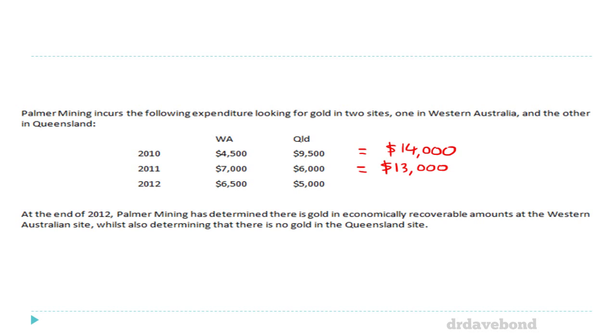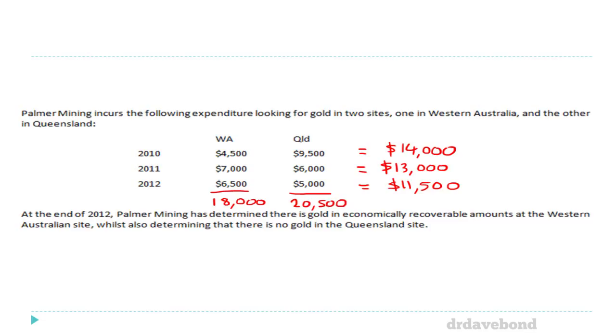They spent 13,000 in the second year looking in those 2 different areas. And they spent 11,500 in the third year. So this is actually cash going out of their business in each of those years. If we want to get the total of these, I hope I can add these up. In total in WA, over those 3 years, you have spent $18,000 searching to find something. And over those 3 years in Queensland, you have spent $20,500.